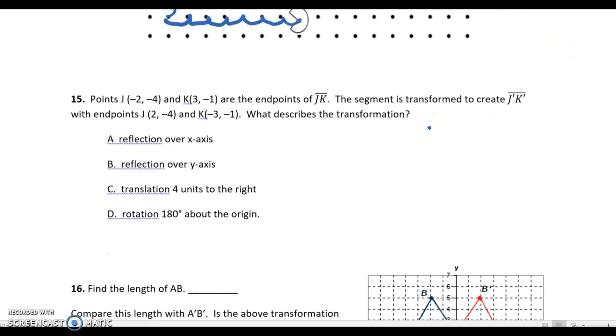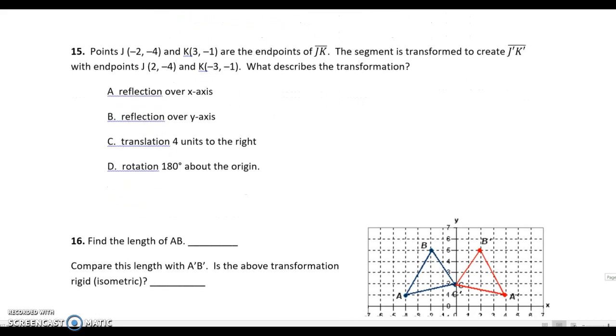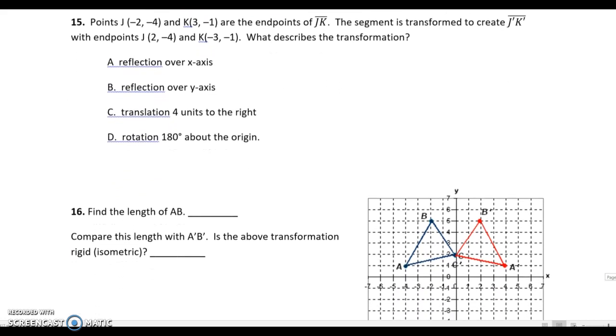Number 15, this is the segment, and then the other segment is these points, what describes the transformation. Seriously, when I'm sitting here, I'm like, oh my gosh, I don't know. I can't just stare at the points and know what's happened. So I'm just going to cheat and use number 16's graph to graph it. So it was -2, -4, which is down here, and 3, -1. So here's my initial one. Then all of a sudden it became +2, -4, and -3, -1. What happened? It looks like it flip-flopped on the y-axis. So that is called a reflection.